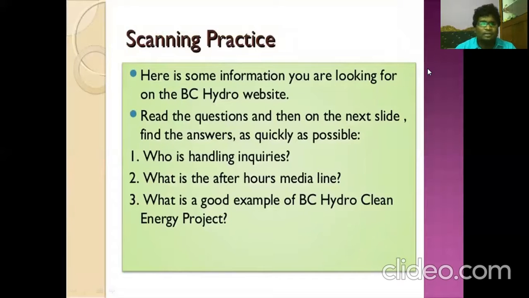So, as I told you, here you are seeing the information about looking for a BC Hydro website. We gave a paragraph regarding this, and they're giving an instruction, that is, you have to read the questions on the next slide. In the next slide we're going to have the questions, which you have to answer as quickly as possible. And these are the questions. So who is handling inquiries?